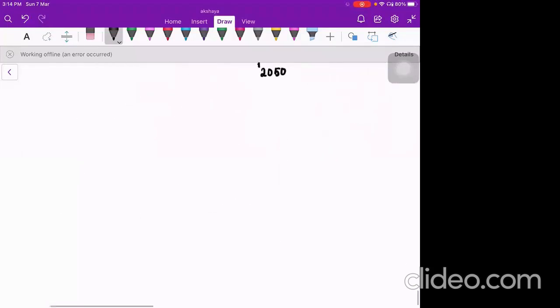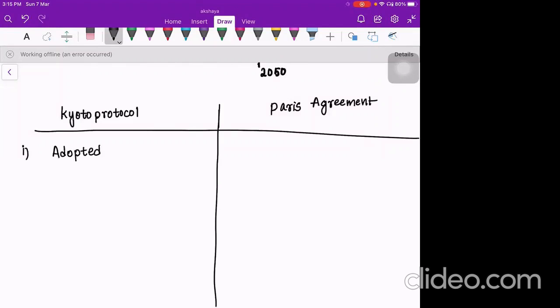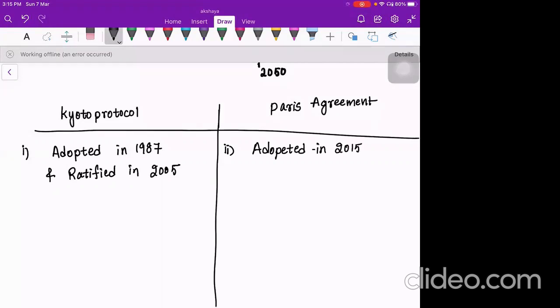Okay, so now we'll see what is the difference between Kyoto Protocol and Paris Agreement. So first difference is simply it was adopted in 1987 but ratified in 2005. Here it was adopted in 2015 in COP21 Paris, in the Paris summit, and ratified in 2016 onwards. Very quickly it got ratified in 2016.